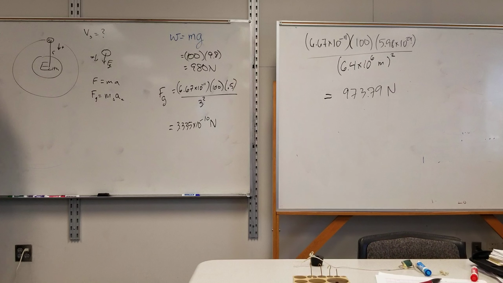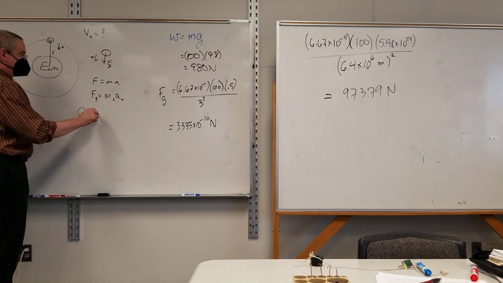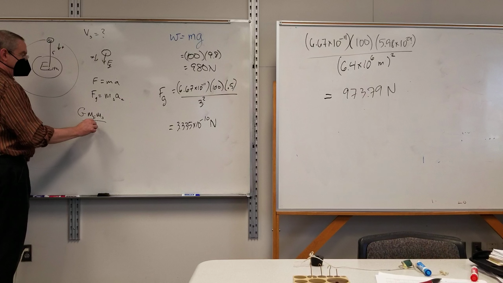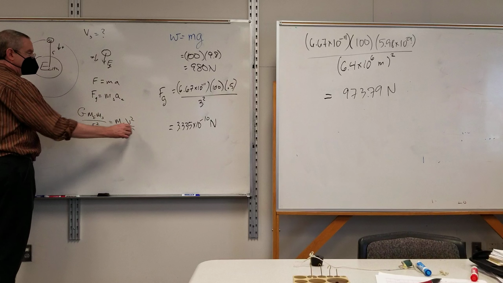Substitution. Do we have an independent formula for any of these variables? Yes. Which one? The centripetal acceleration. All right, so I have G, mass of Earth, mass of satellite, over r squared is equal to mass of satellite, v squared over r.